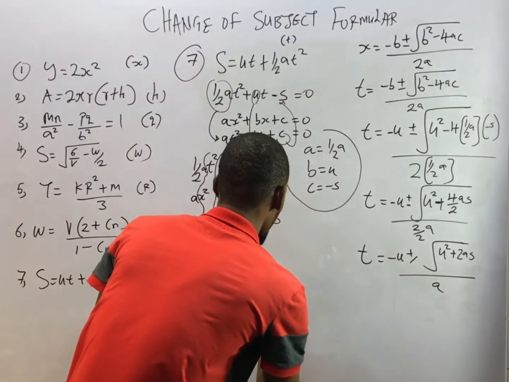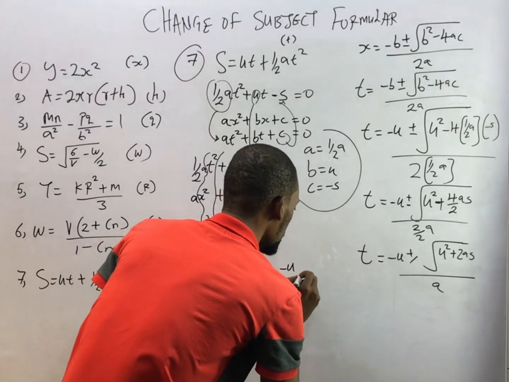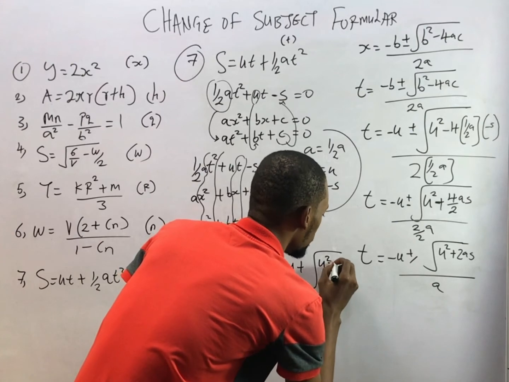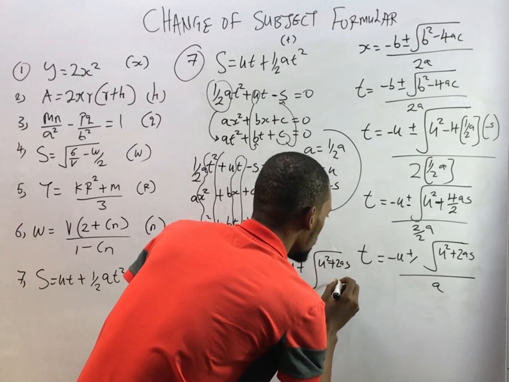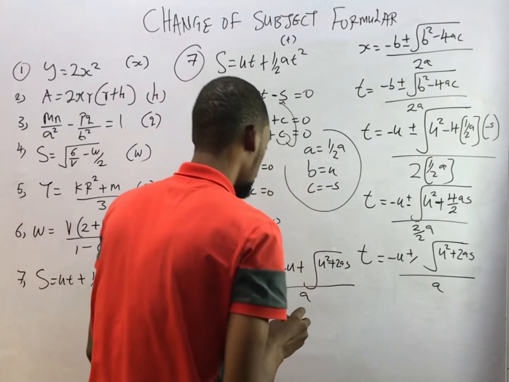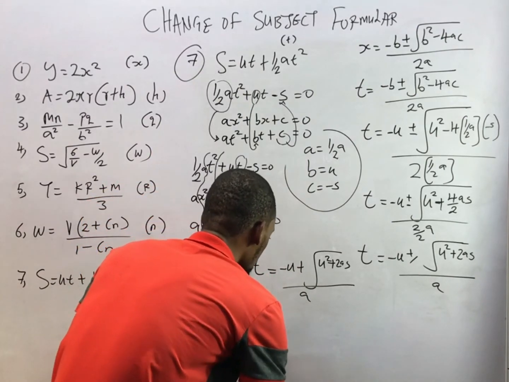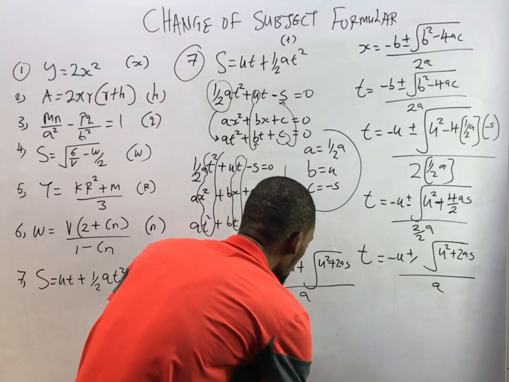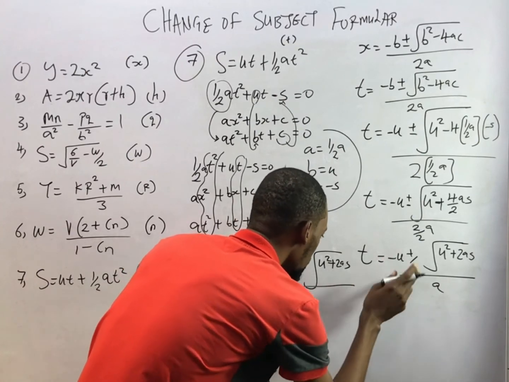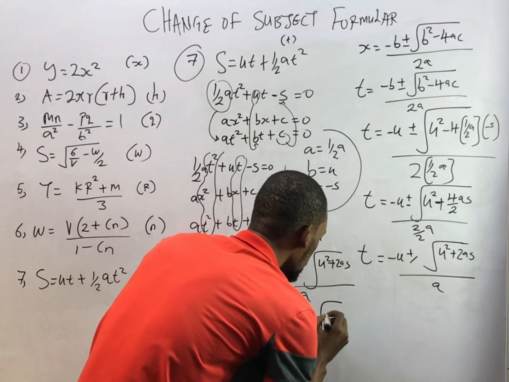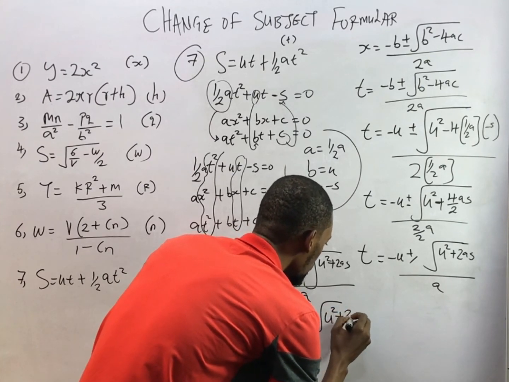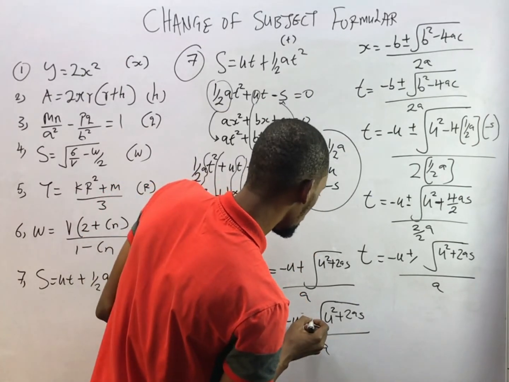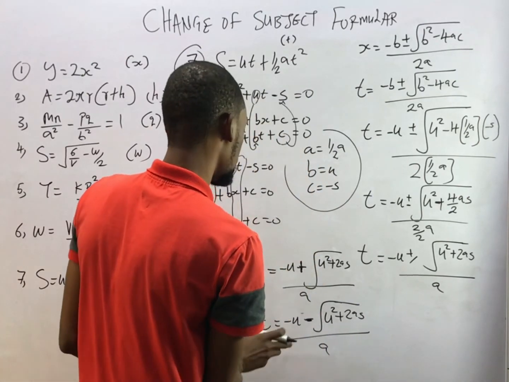So we can say t is equals minus u plus the square root of u square plus 2as over a, or t is equals minus u minus, plus or minus the minus aspect now, the square root of u square plus 2as over a. So this is the minus component, this is the plus component. So t is this or this.